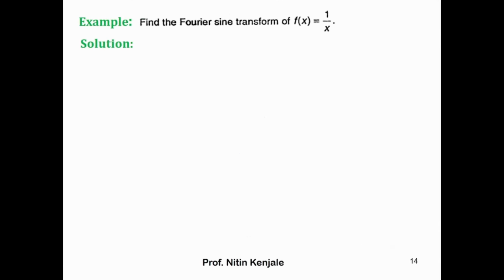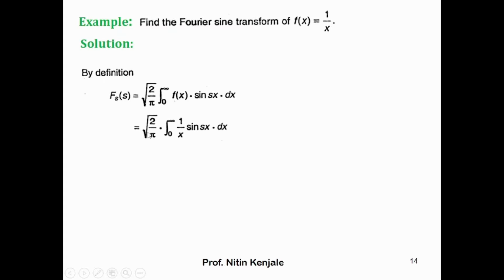Here the question is to find Fourier sine transform of f of x is equal to 1 by x. According to the definition of Fourier sine transform, we know Fs, that is Fourier sine transform of f of x, is equal to root of 2 by pi into integral of f of x sin sx dx over the limit 0 to infinity. Now we will substitute 1 by x for this f of x. So we get Fs is equal to this expression.